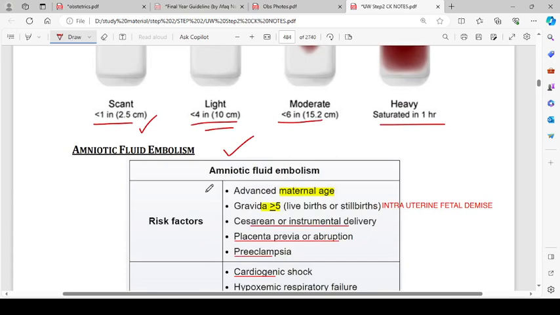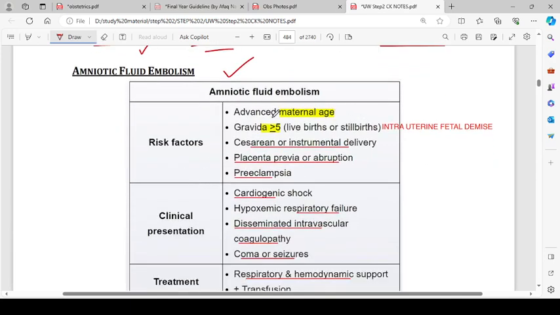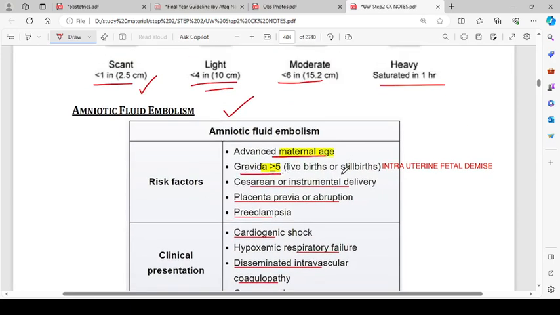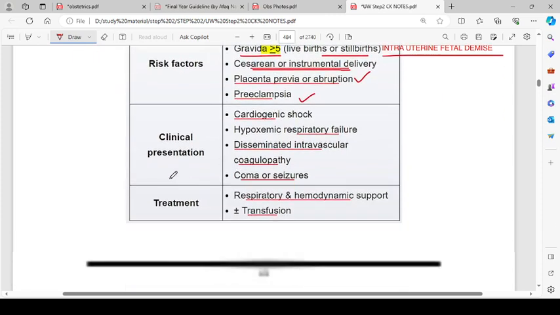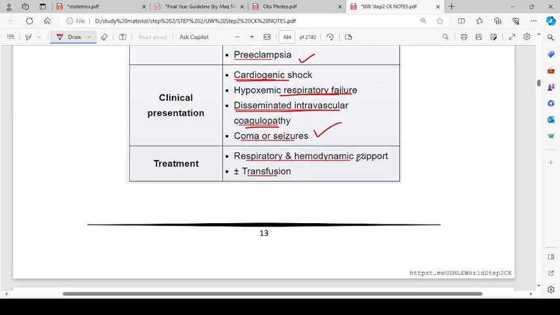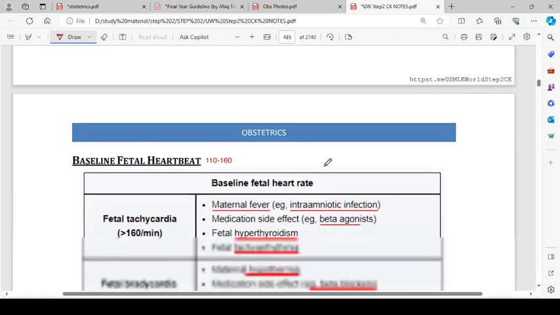Amniotic fluid embolism. Risk factors for this are advanced maternal age, gravida more than 5, live birth or stillbirth, intrauterine fetal demise, cesarean or instrumental delivery, placenta previa or abruption, preeclampsia. The clinical presentation is cardiogenic shock, hypoxemic respiratory failure, disseminated intravascular coagulopathy, coma or seizures. Treatment is respiratory and hemodynamic support with or without transfusions.